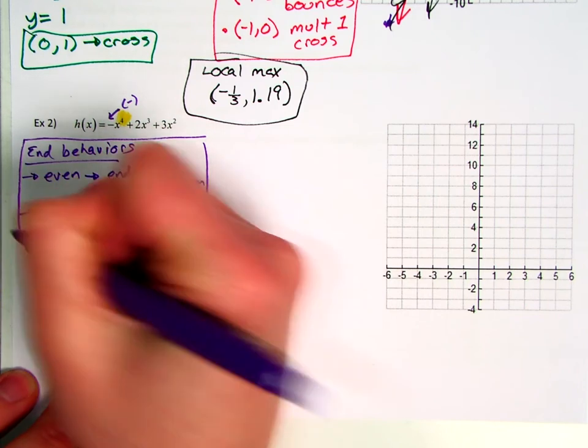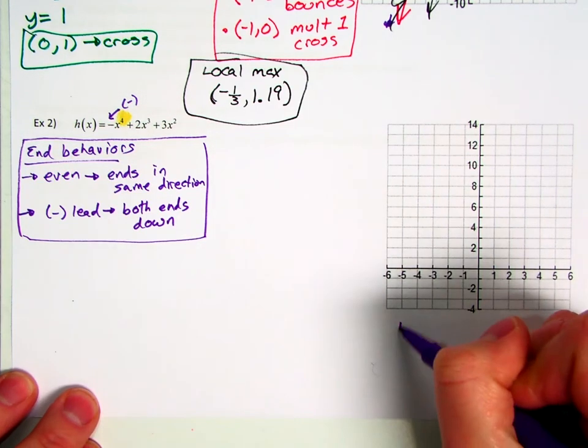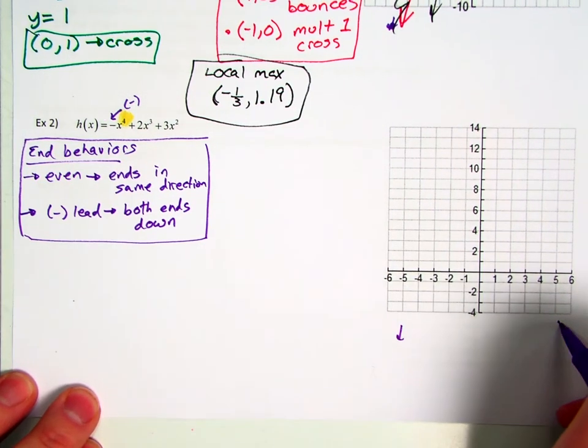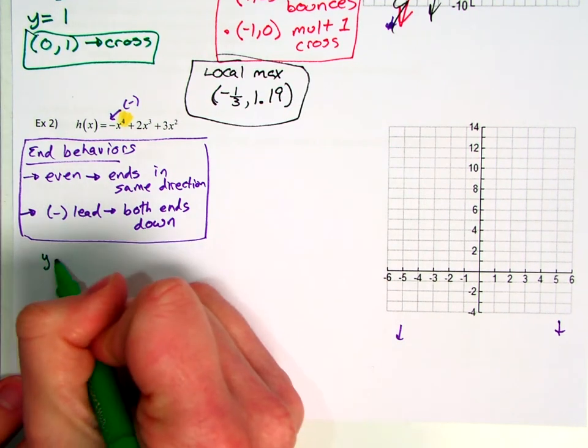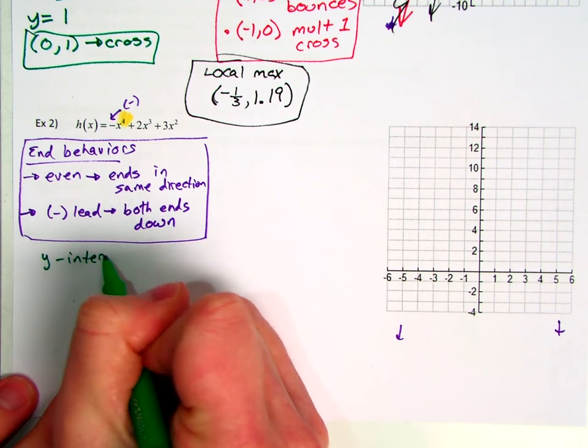I kind of like to sketch that on my graph just to remind myself that this end should go down, and we should also have this end ending down as well. Then I can go ahead and deal with the x and y intercepts. The y-intercept's the easiest, so I like to start out with that first.